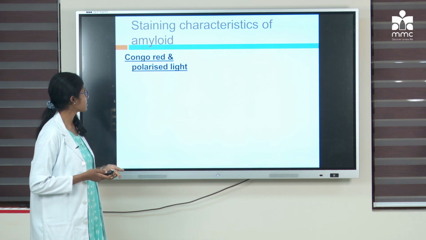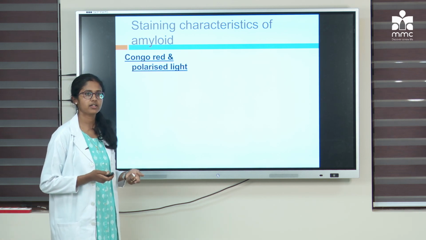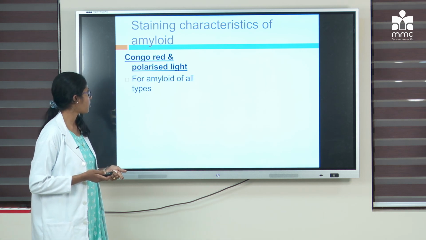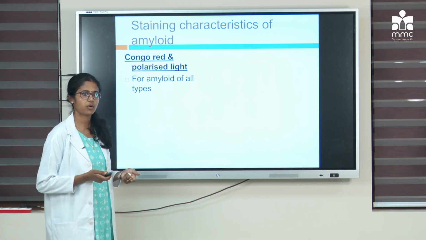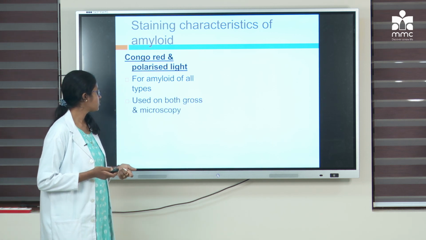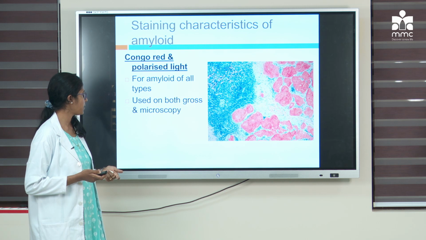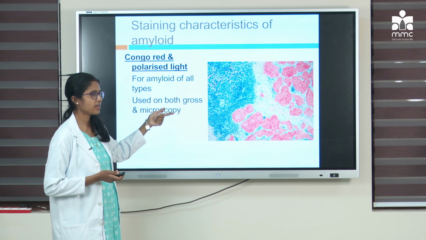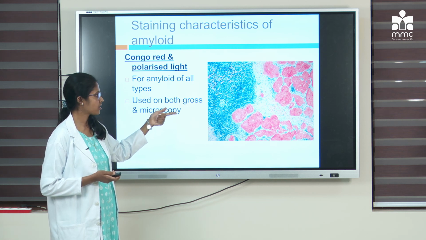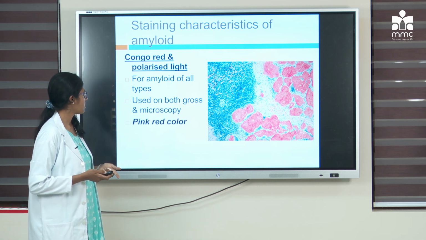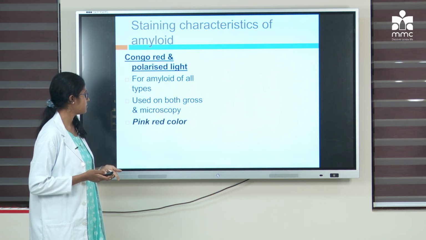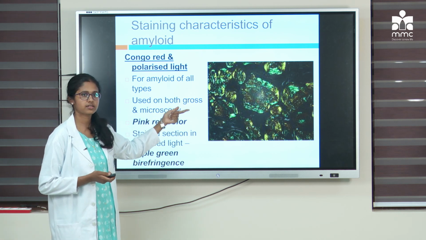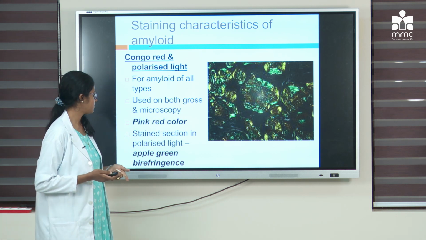And staining characteristics of amyloid: the most important one is Congo red stain and polarized light. For amyloid of all types, we can use this Congo red stain and polarized microscopy, on both gross and microscopy. So, you can see the Congo red staining, which is pink red in color, and stained sections on polarizing microscopy show the characteristic apple green birefringence.